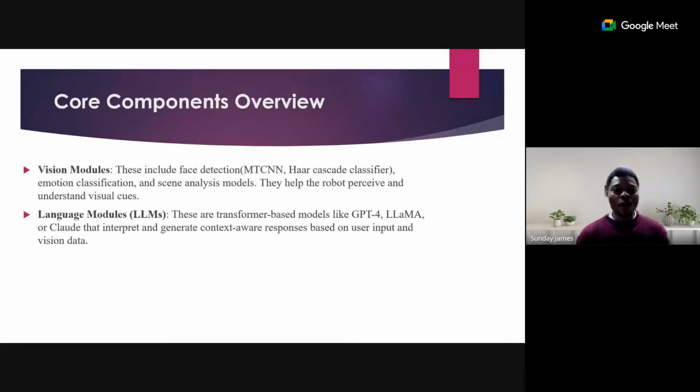All right, so let's look at some components. What are the core components of these systems? The core components of these systems are the vision module and the large language module.